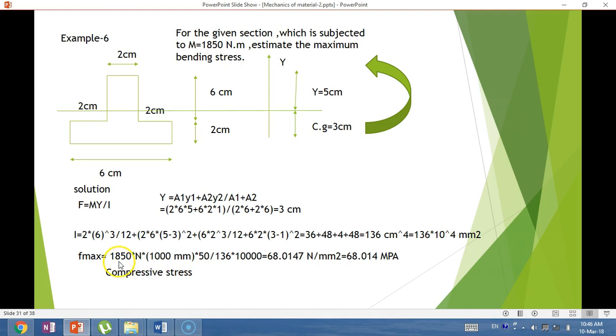So with direct substitution, M is 1850 Newton meter by 1000, by 50, divided by the inertia 136 by 10,000, we find that the stress is 68.014 megapascal.